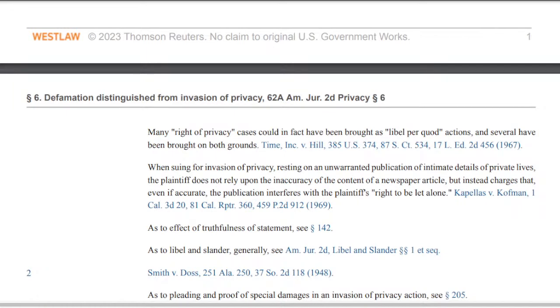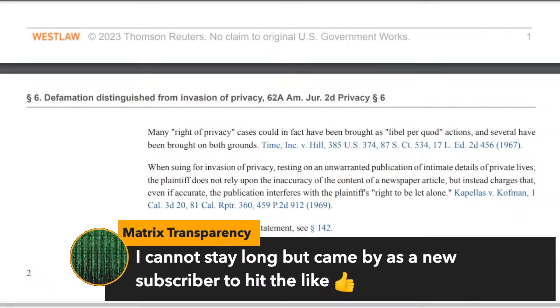Oh yeah, thanks a lot, Matrix Transparency. I appreciate it. Really appreciate that.